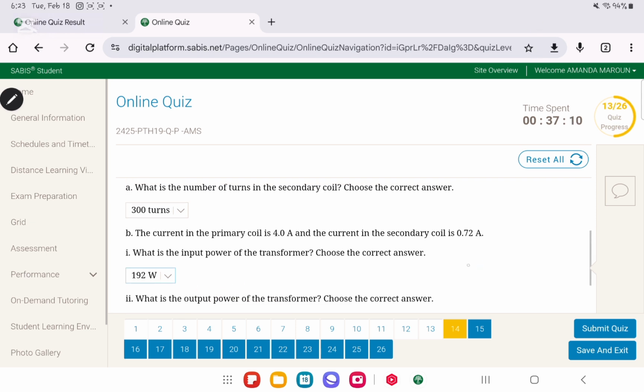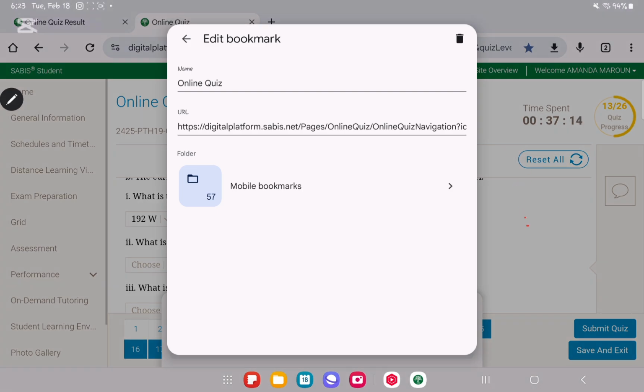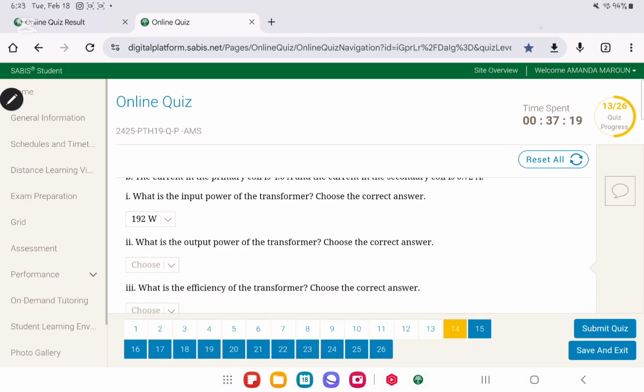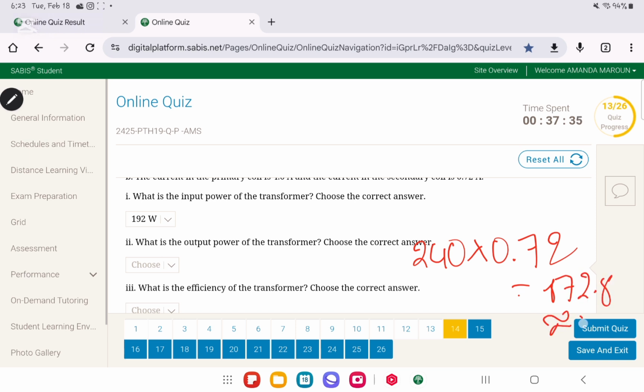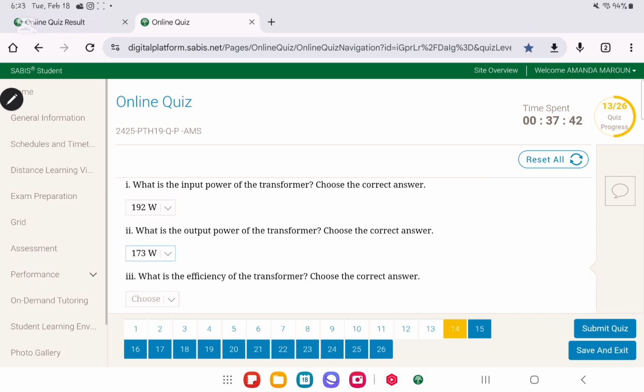The output power of the transformer means the secondary. So the secondary voltage is 240 times the secondary current, which is 0.72. You put it on the calculator. You're going to get an answer, which is 172.8. You round it approximately 173 watts.